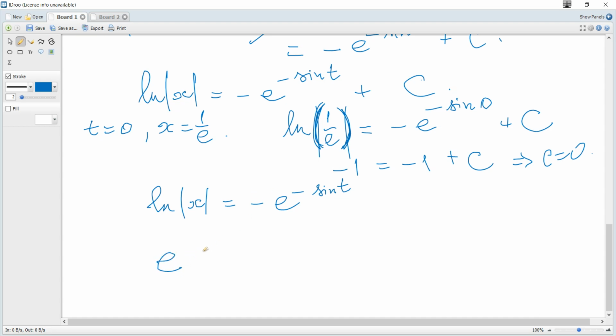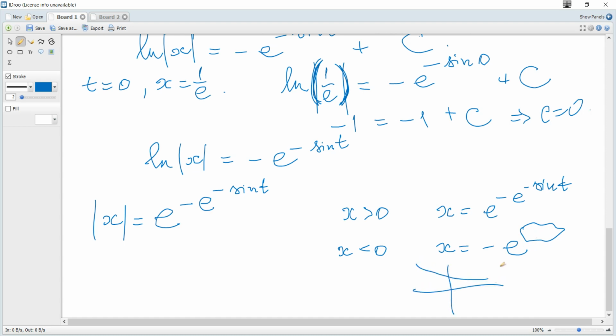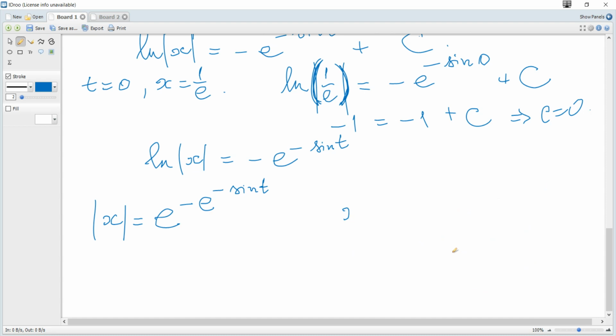e to the power of this, negative e to the power of negative sine of t, is equal to the absolute value of x. But if x is greater than 0, x becomes e to negative sine, and if x is less than 0, x is negative e to some power. But e to some power is always positive, and the graph looks like this, and minus in front means that there will be a negative value. And if we consider t equals 0, x will be negative, so a contradiction arises here. So x is positive here, so we can write just x here. And you can see if we substitute t equals 0, we get 1 over e.